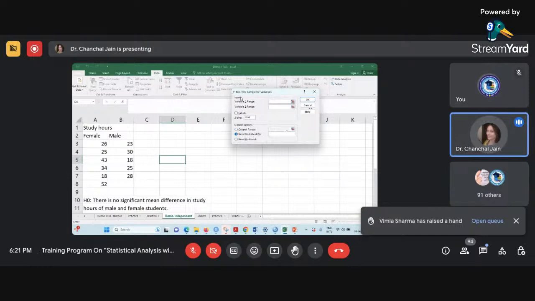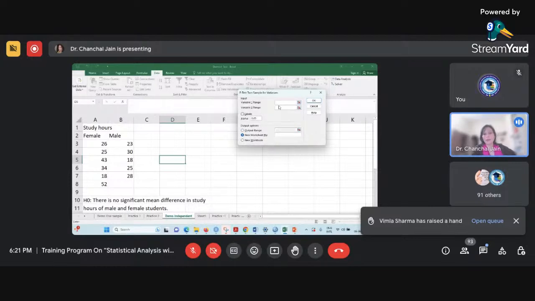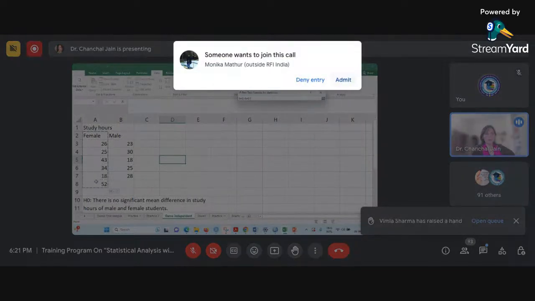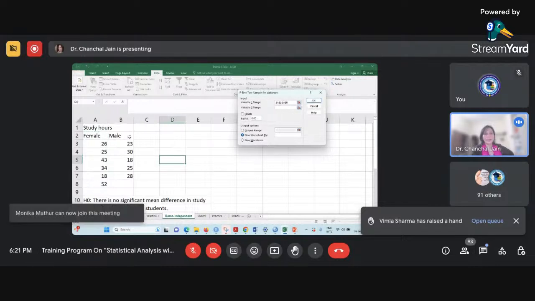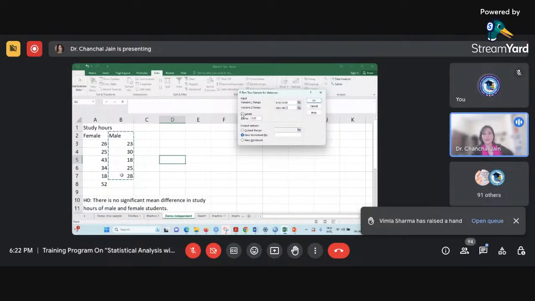It is asking us for the range of our variables. In the two sections, we need to provide the ranges. Suppose I'm providing the range for the first variable here. I'm selecting my first variable, that is the study hours for female. I have selected the first range, and then I'm coming to the second box and selecting the study hours range for males. Done.